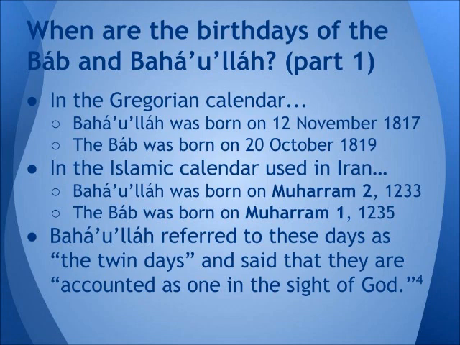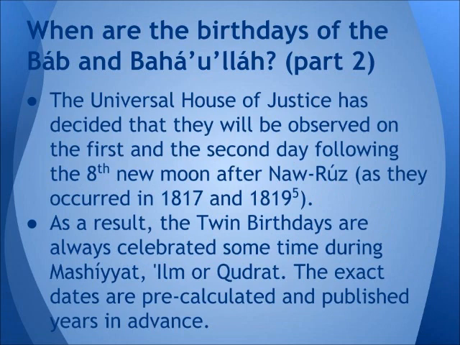Baha'u'lláh referred to these days as the twin days and said that they are accounted as one in the sight of God. So the Universal House of Justice has decided that the birthdays of the Báb and Baha'u'lláh will be observed on the first and the second day following the 8th new moon after Nowruz. This is how they occurred in 1817 and 1819. As a result, the twin birthdays are always celebrated sometime during Mashayat, Ilm, or Qudrat. The exact dates are pre-calculated and published years in advance.